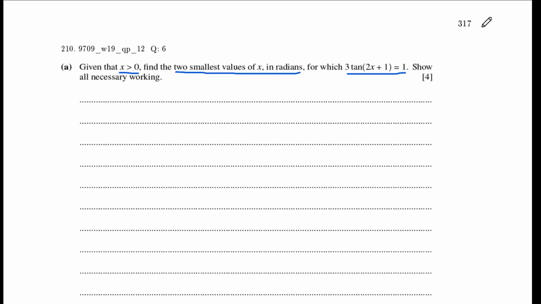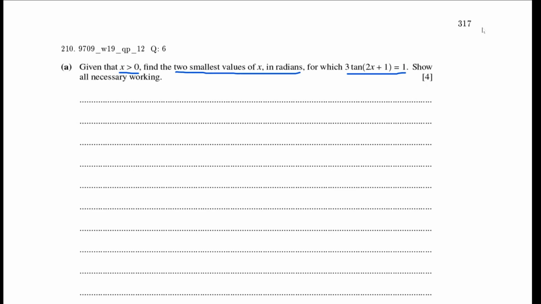And I really want to highlight a couple of things. Firstly, x is bigger than 0, so any answer you get has to achieve that. Secondly, it's two smallest values of x, and it has to be in radians. So again, people do the maths right, but they get the question wrong because they've given an answer where x is less than 0, or not given it in radians, or found some values of x, but they're not necessarily the smallest values.